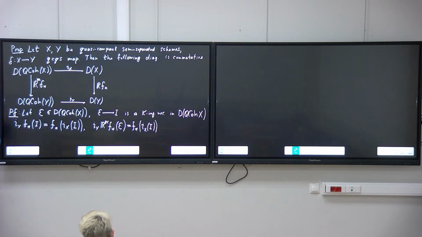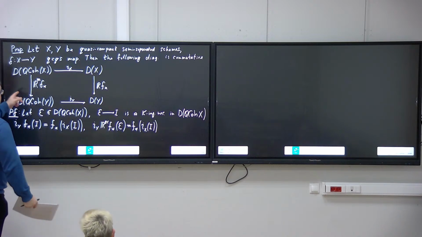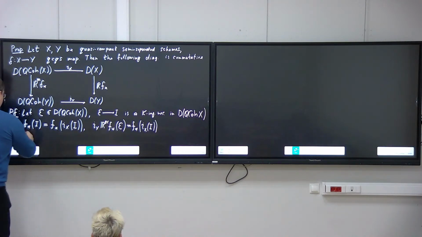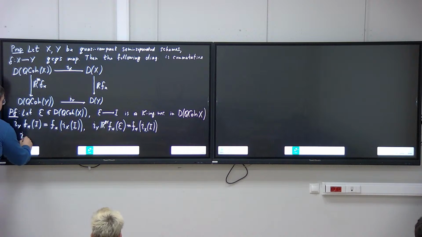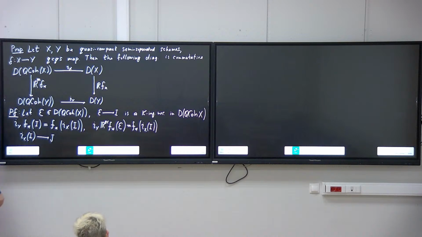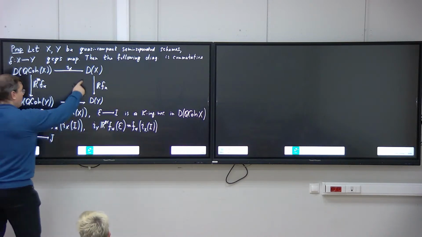So then, well, I can claim that the I sub x necessarily preserve the property of being injective. But I can do the following. I can take this object I sub x y, and I can choose another K-injective resolution, call this J. But this is of course now in the D of x.